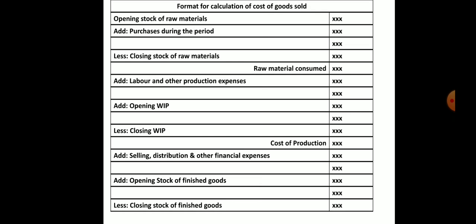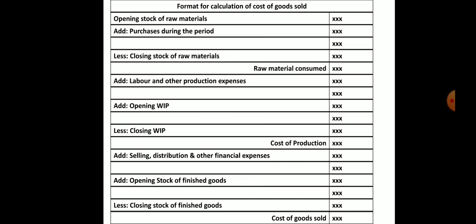Next, less closing stock of finished goods. If you minus closing stock of finished goods from the total, you will get cost of goods sold. So it's clear, students, how to calculate cost of goods sold. This is a constant format. We take only the information they have given, because in every problem they will not give all these items, but only some items, and we consider only those. So this is the format for calculating cost of goods sold.